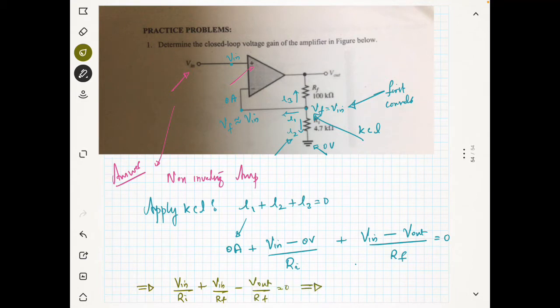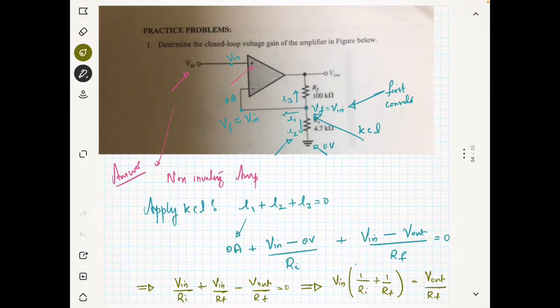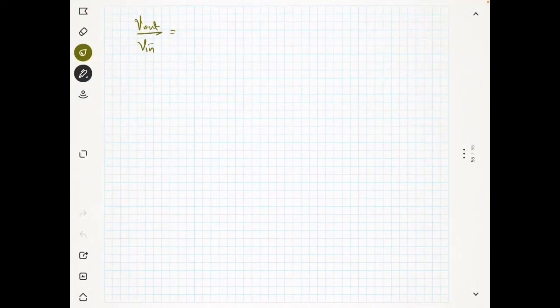This means that V in, I can take this V in common, 1 by Ri plus 1 by Rf is equal to V out by Rf, right? Now I need V out by V in. So V out by V in is equal to, you see here, I can move this guy here and I can move this guy onto the top.